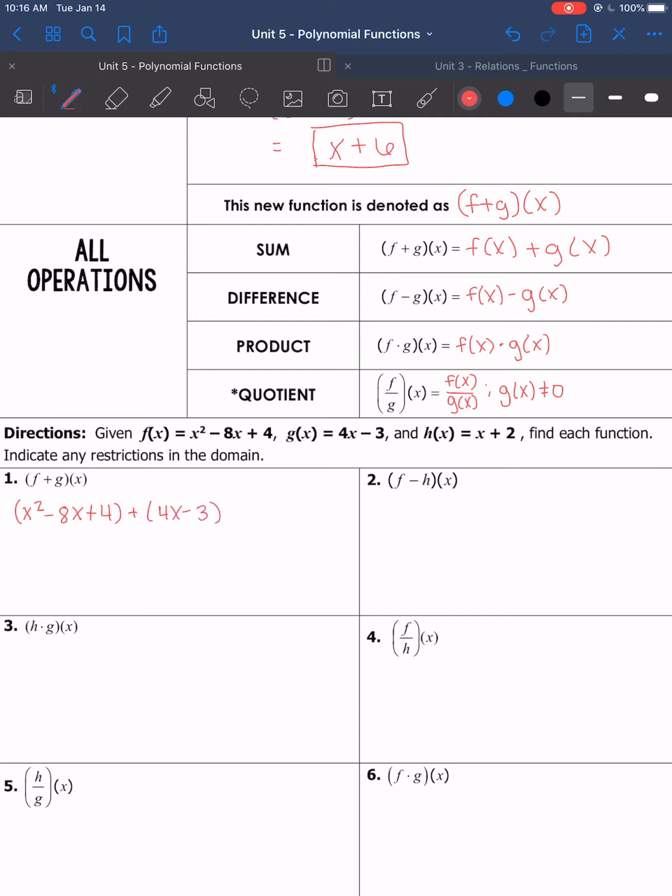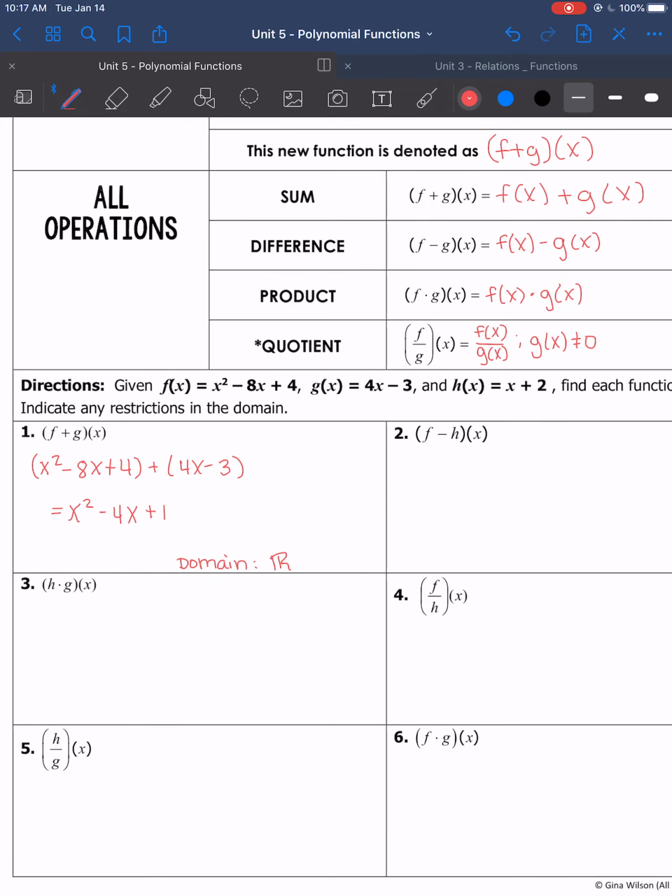So I'm going to combine my like terms, but in this case I don't have any x squareds, so they stay the same. Negative 8x plus 4x gives me a negative 4x, and 4 minus 3 gives me a positive 1. And my domain for this, so this is just a parabola. The domain for a parabola is all real numbers. And I'm just going to stick with the odd numbers so we don't have to do all of these gigantic things.